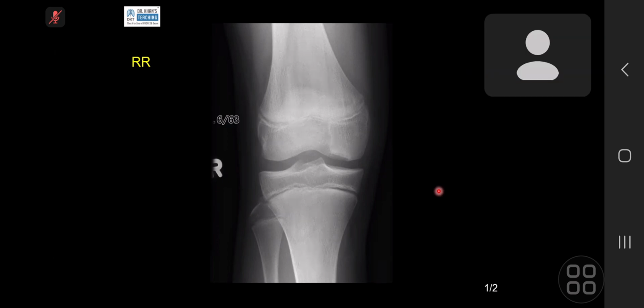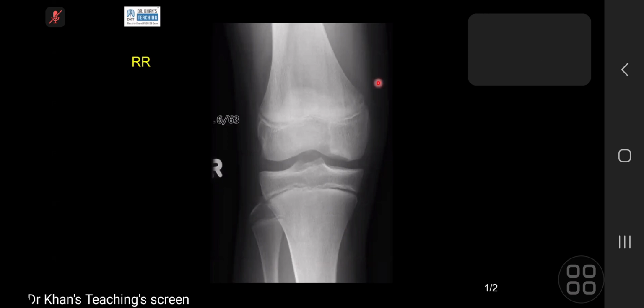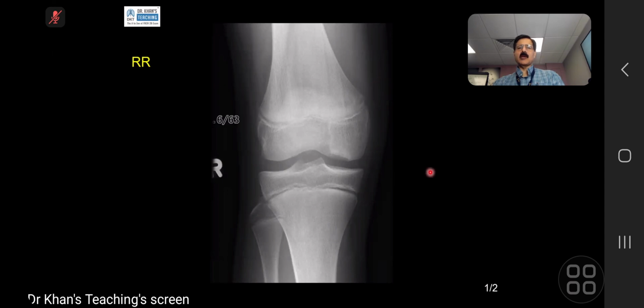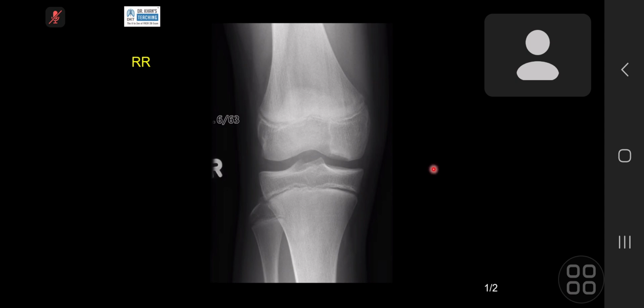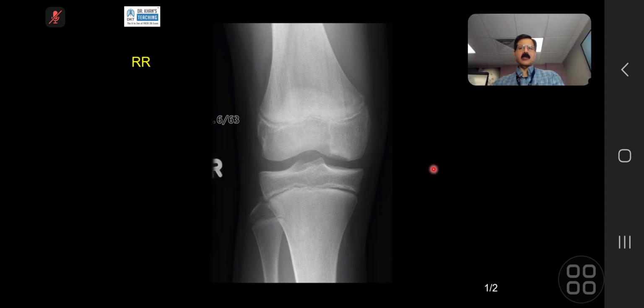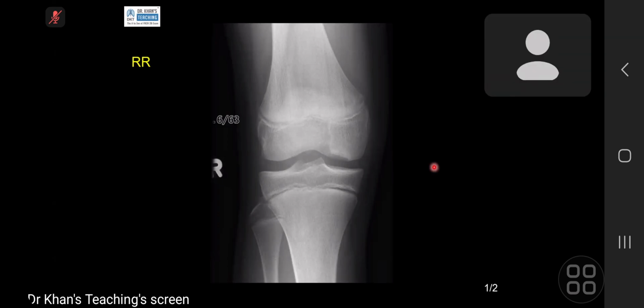So maybe something at the medial femoral condyle is looking... Medial femoral condyle. What is the abnormality? So you are right, but what is the abnormality? What will you put in the exam? Maybe some osteochondral lesion. Excellent.